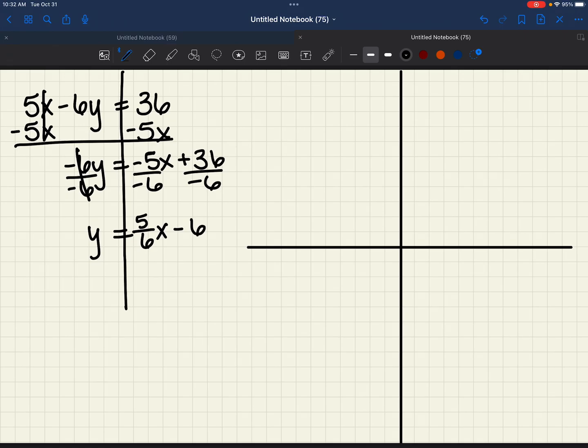Okay? Now, who can tell me from yesterday how to graph this? Come on now. What's the first point I put on? Y-intercept, which is what? Negative 6. So I go down 6 and put my point. Okay? Up 5. Over which way? Right 6. Up 5 over 6. Okay?